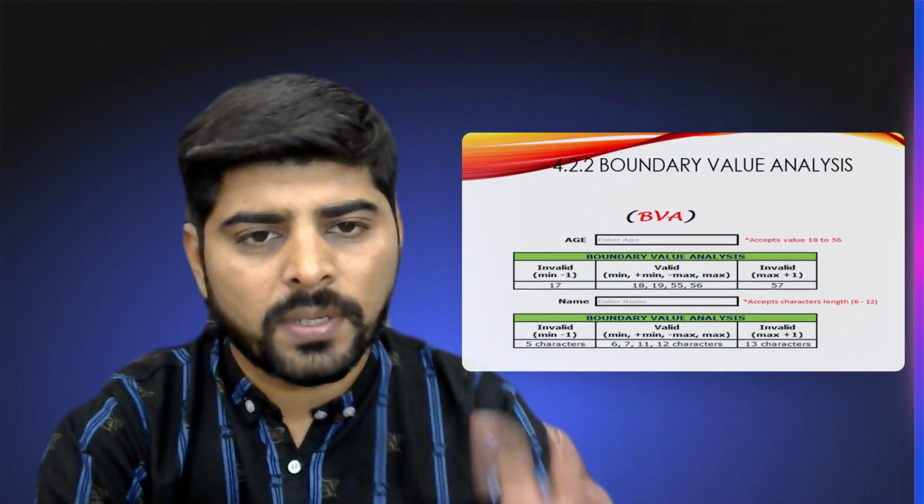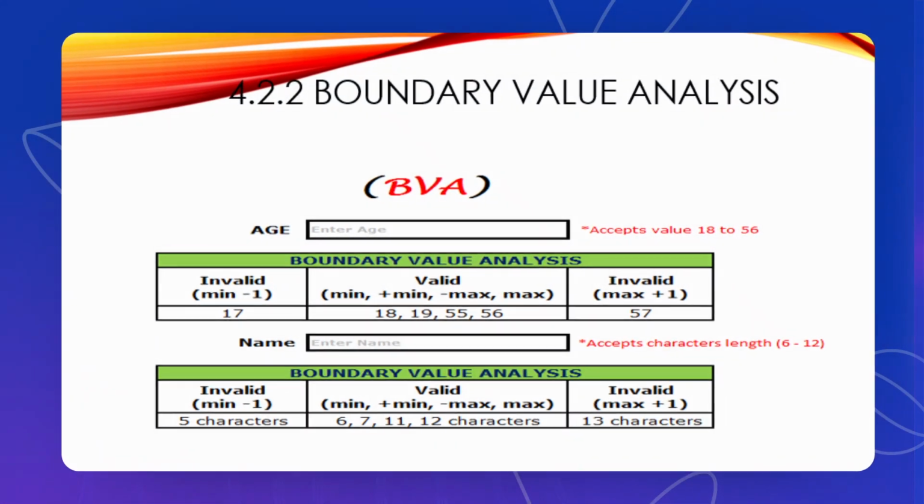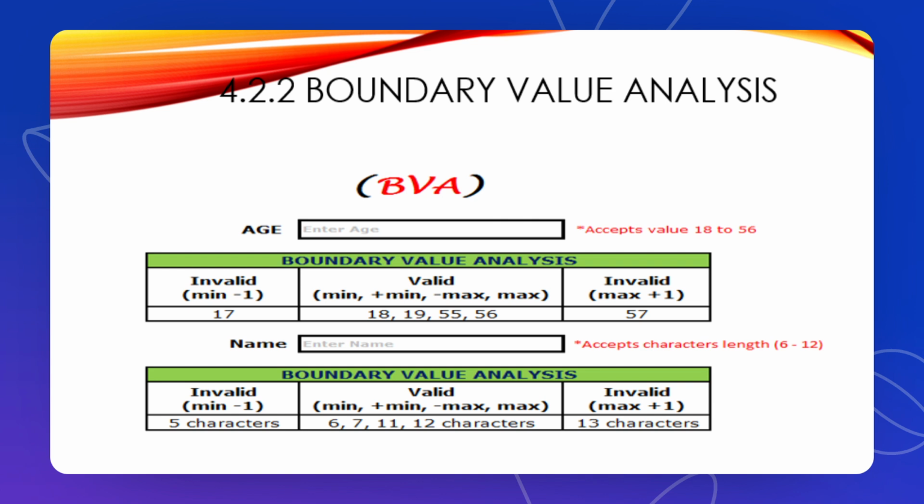Let me show you one example of a boundary analysis case. Suppose we have a field which accepts the age. Suppose the field accepts the age between 18 to 56. In this case, we have 3 classes: 18 to 56, more than 56 in another class, and less than 18 in another class. Then we need to identify the boundaries. The minimum boundary is 18. In the valid partition we have 2 values, the minimum 18 and the maximum 56. From the invalid classes we have 57, and below 18 is 17. So in this case we have 4 values from the boundaries: 17, 18, 56, and 57.